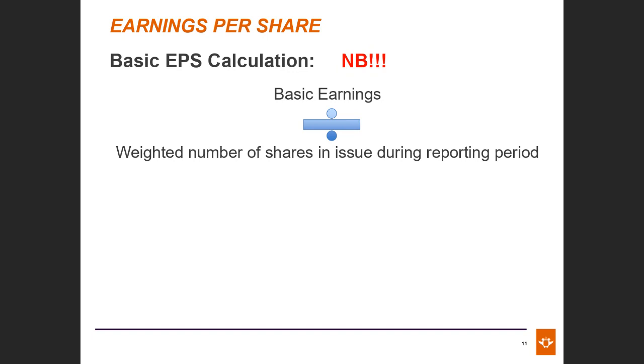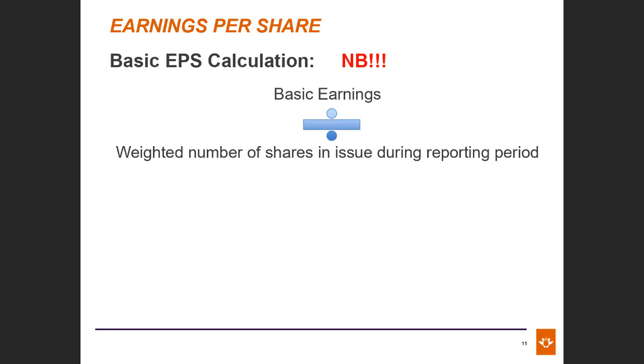Okay, all you need is your basic earnings, and we're going to look in more detail at how to calculate your basic earnings, and when we have situations where we need to adjust our profit to get to our basic earnings. And then once we have our basic earnings, we are going to take this and divide it by the weighted number of shares in issue during the reporting period.